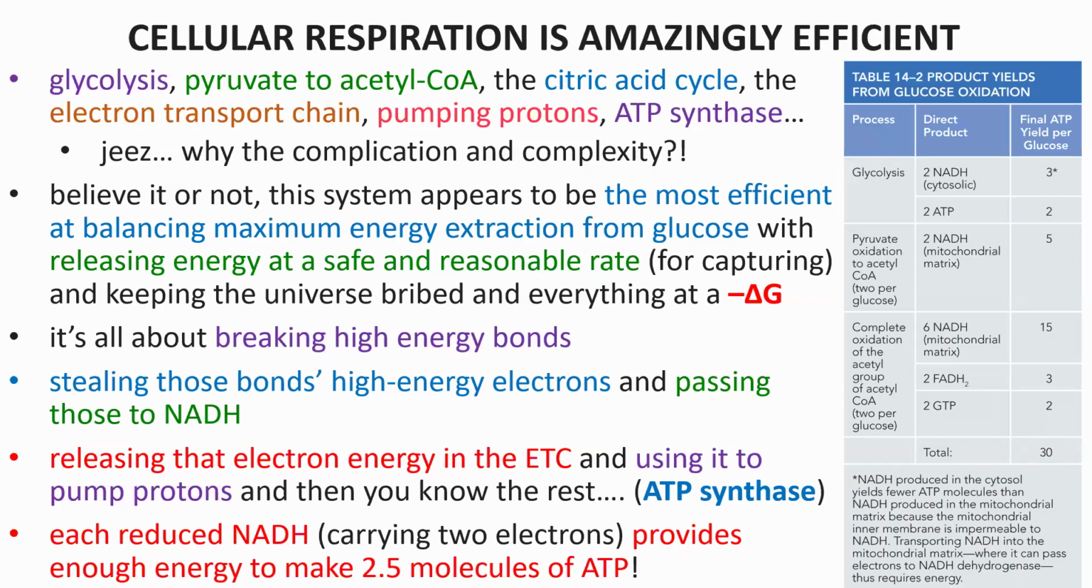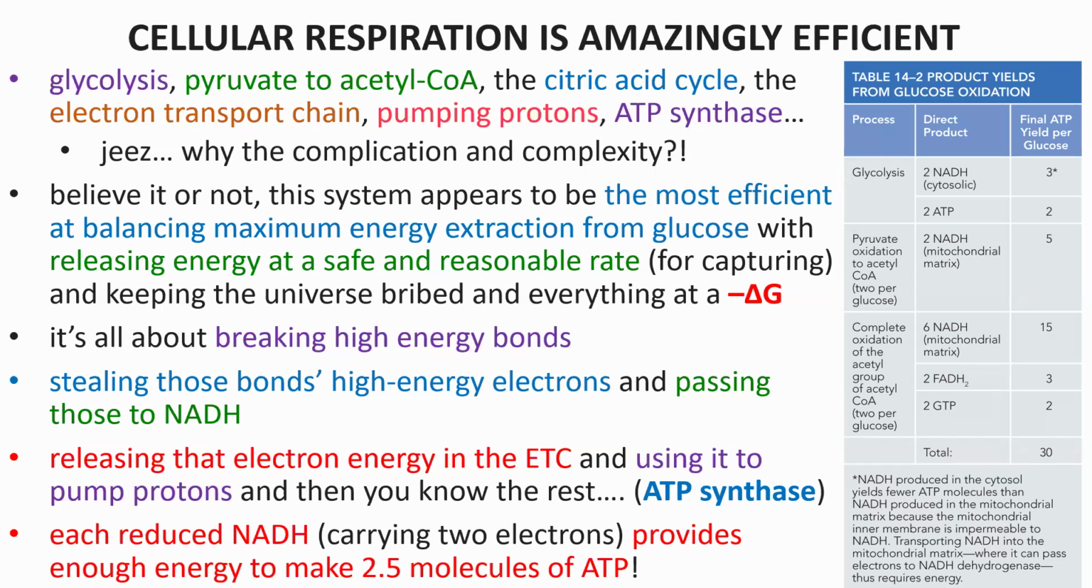So from glycolysis, we make 2 ATP profit directly, by substrate level phosphorylation, and then we made 2 NADHs, which allowed us to make 3 ATPs. We don't make the full 5 there because we actually lose some of that electron energy to drive some unfavorable reactions of glycolysis forward. Got to bribe the universe with a little bit more of a bribe there.